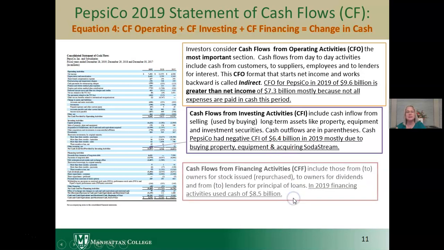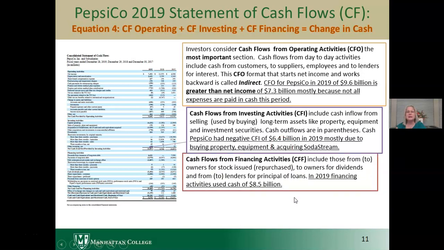They made that investment. Cash flows from financing activities, cash flows to or from owners for stock issued or repurchased. Cash flows to owners is an outflow for dividends. Cash flows from lenders, that's a positive if you issue new loans. Negative outflows if you repay those loans. Financing activities use cash of 8.5 billion, mostly because we paid dividends to shareholders and we repurchased our own common stock.